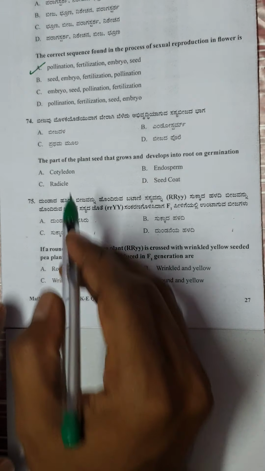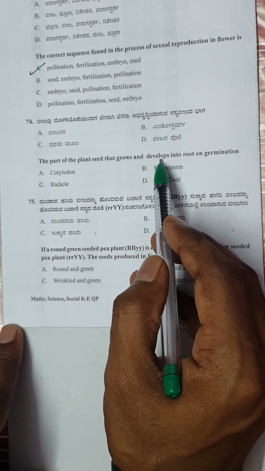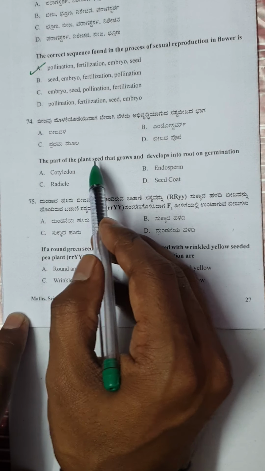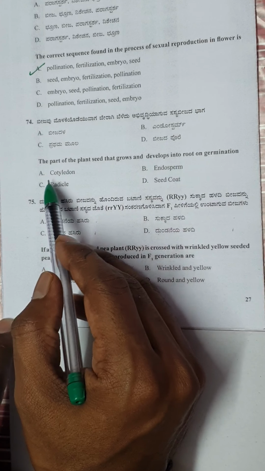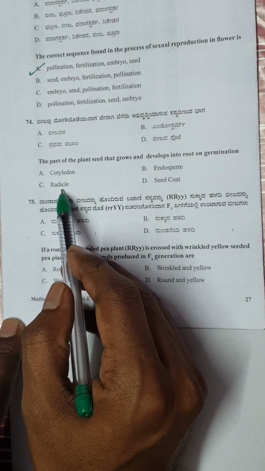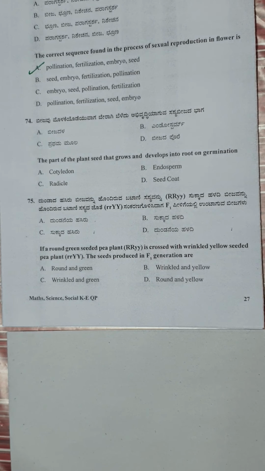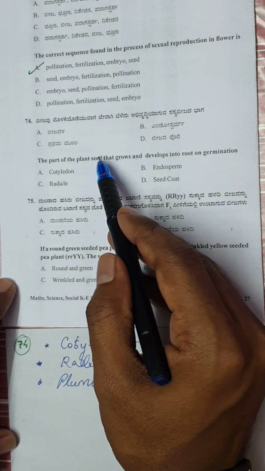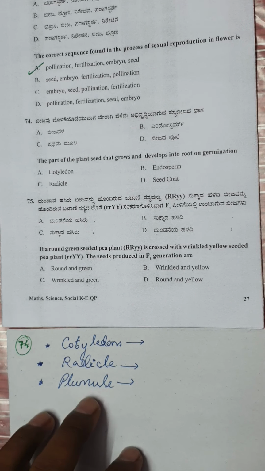Question number 74 reads like this: the part of the plant seed that grows and develops into root on germination is: cotyledon, endosperm, radicle and seed coat. Kindly get the picture of the parts of the plant seed in your mind. The main things we come across are cotyledons, radicle and plumule.